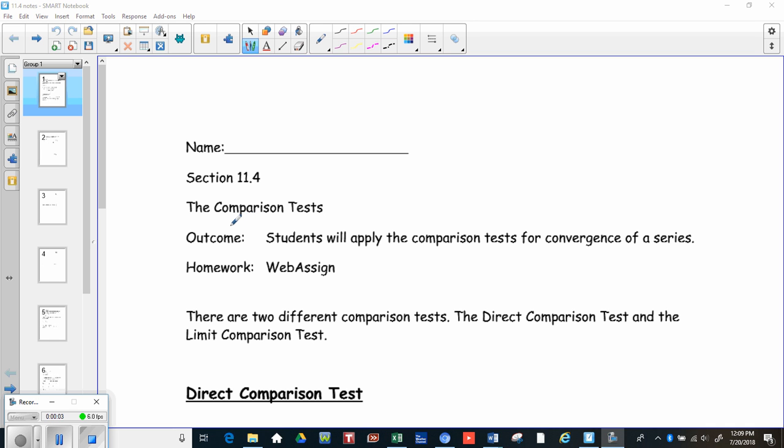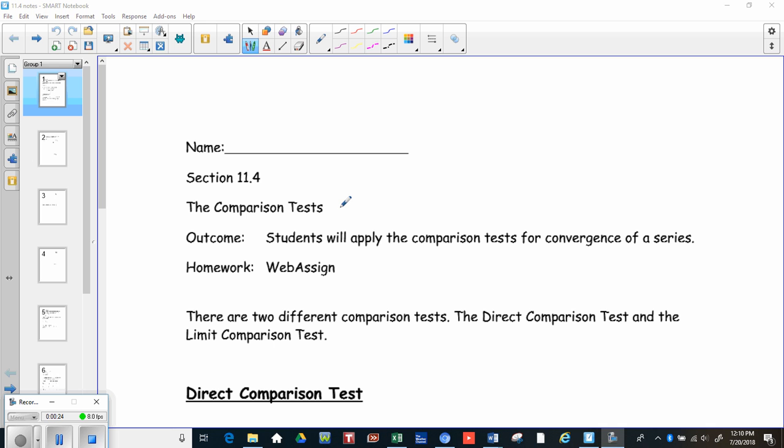All right, this is the comparison tests of our series tests. This one is split into two sections, so more than likely we're going to do this in two videos. We'll have to see how long they run, but I think we'll get it in two just fine. There are two types of comparison tests.